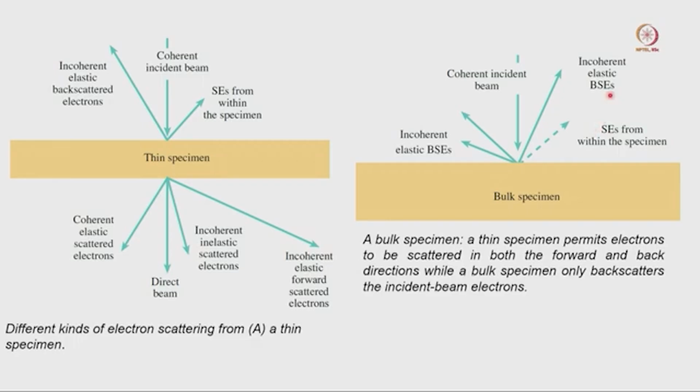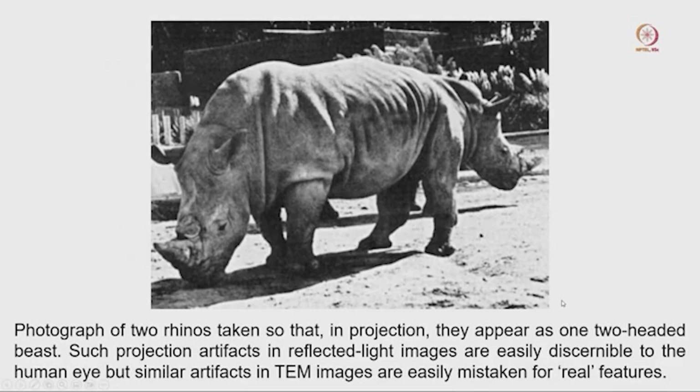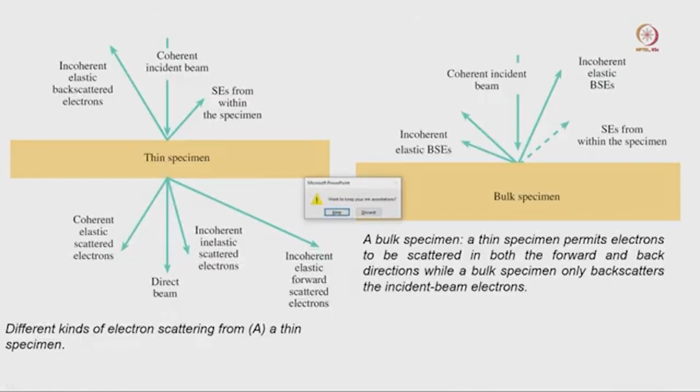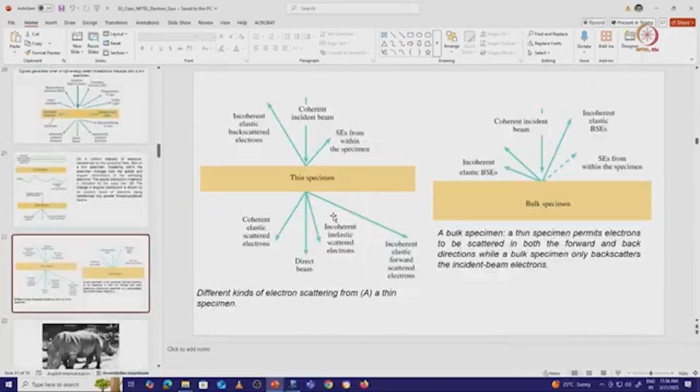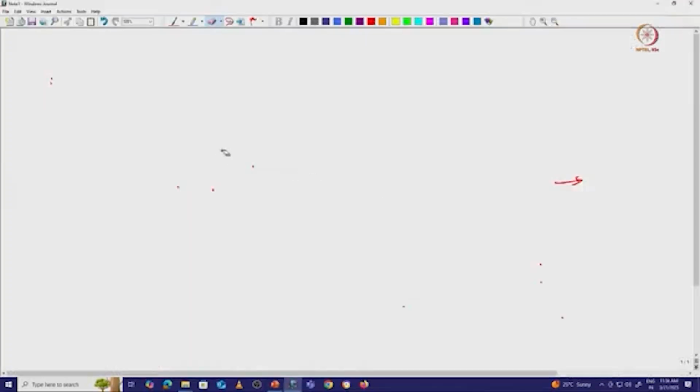Now, let us take a look at what kind of interaction we are expecting when we are imaging some biological science sample. Here we want to see what kind of interactions there are between the incoming electron and the atom. So, let us draw an atom first.